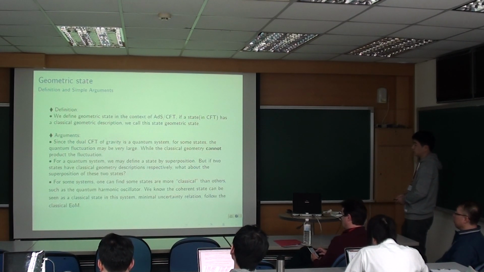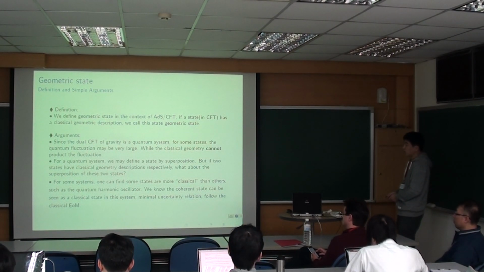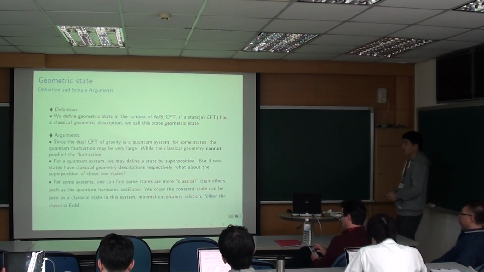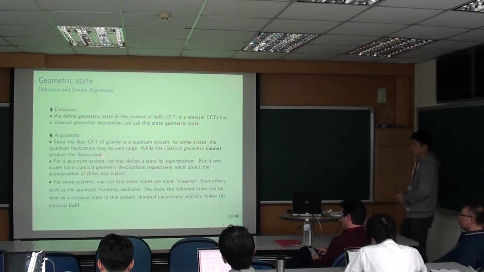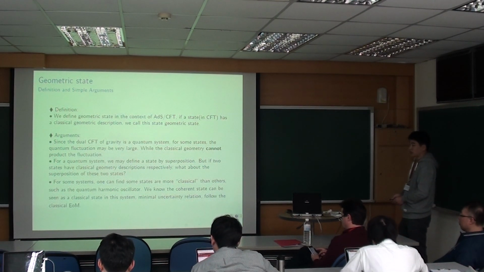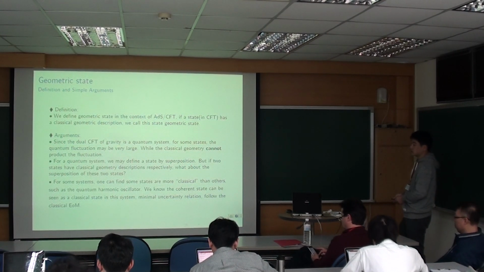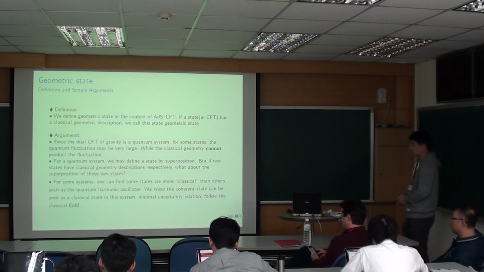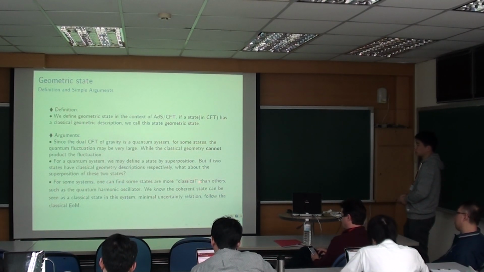It is a fact that not all states in the CFT should have a classical geometry. We have some simple arguments. The first is that the dual CFT is a quantum system, so maybe there are some large quantum fluctuations for some states, but in the dual classical geometry, we cannot produce the fluctuation. The second argument is that in the CFT we have superposition of states, but in the bulk we have to imagine how to superpose classical geometries. The last one is that for many quantum systems, we can find some states that are more classical than others.